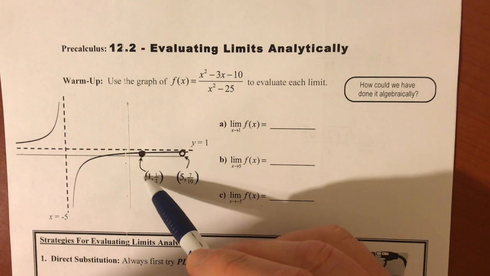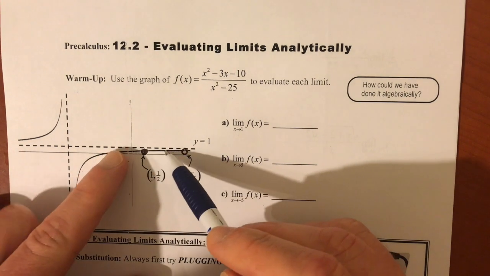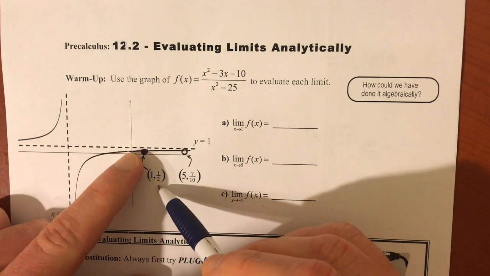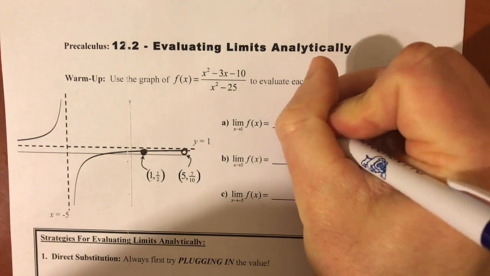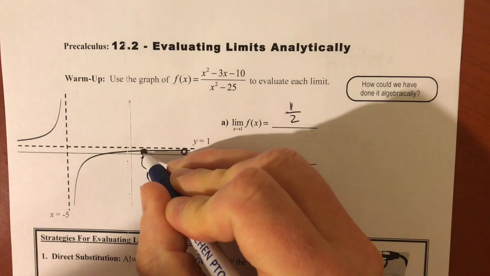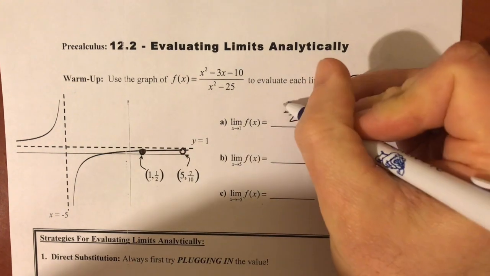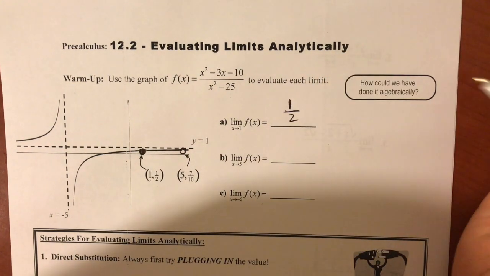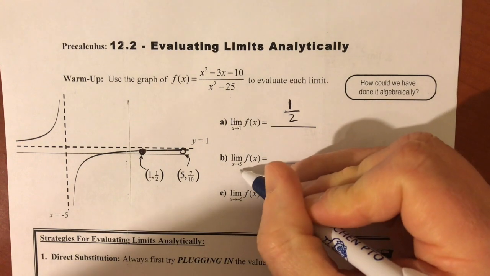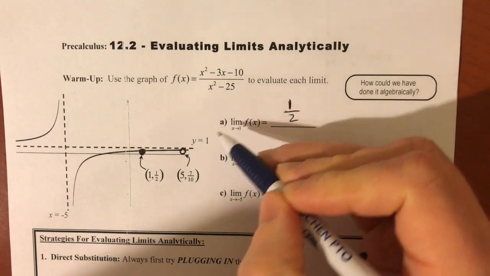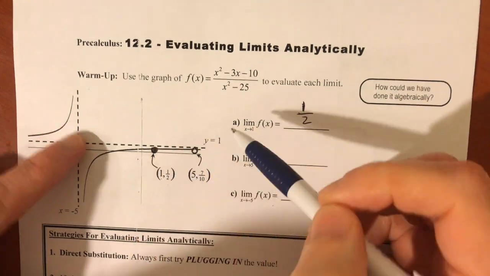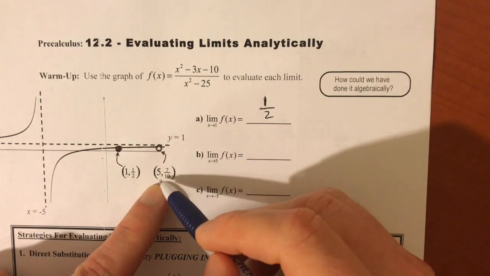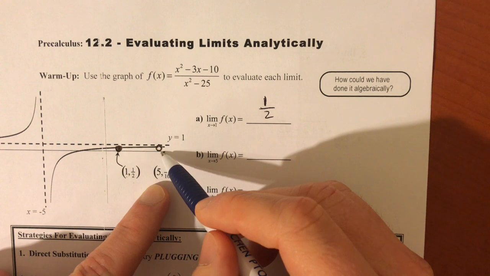And as we approach the x value of 1 from the left and the right, it's approaching this y value of 1/2. Nothing really significant going on at this spot. It's just a normal point on the graph, and that will often be the case with a limit question. The limit of this function as x approaches 5. As x approaches 5, we have a vertical, 5, not -5. 5, we have a hole in the graph.